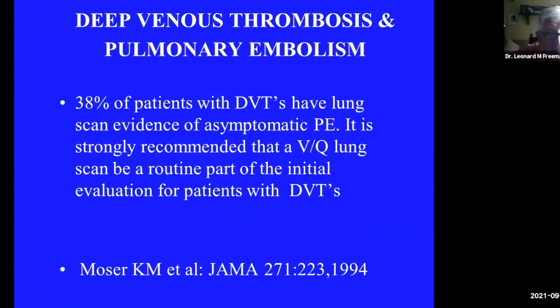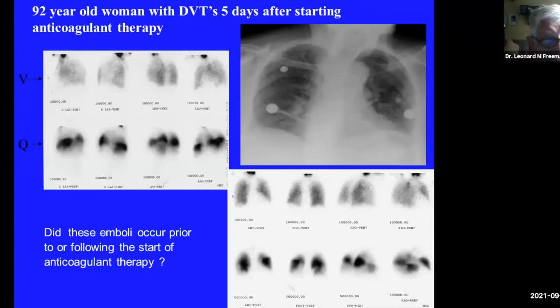38% of patients with DVTs have lung scan evidence of asymptomatic PE. So this is why I recommend that all patients with DVTs should have a baseline VQ. They may already have a pulmonary embolism, and you wouldn't know about it.